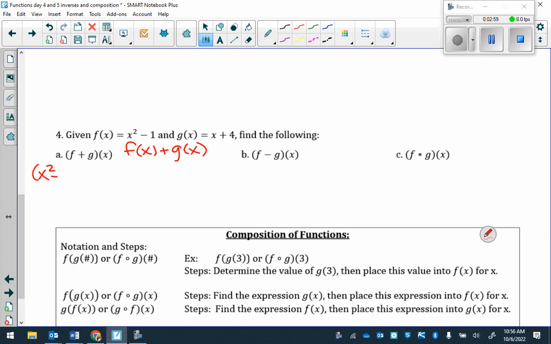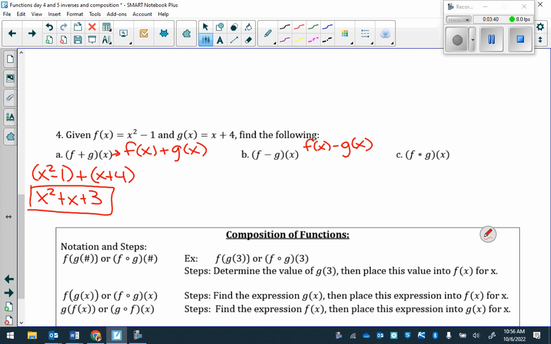So you take x squared minus 1 plus x plus 4. Okay, since you're adding, we're not distributing or anything like that. We are combining like terms. So x squared plus x plus 3 would be your final answer. Okay, we're just keeping it as is. We're not going any further. So f plus g of x is the same thing as f of x plus g of x. And the same thing applies for b. You are subtracting, so it's f of x minus g of x.